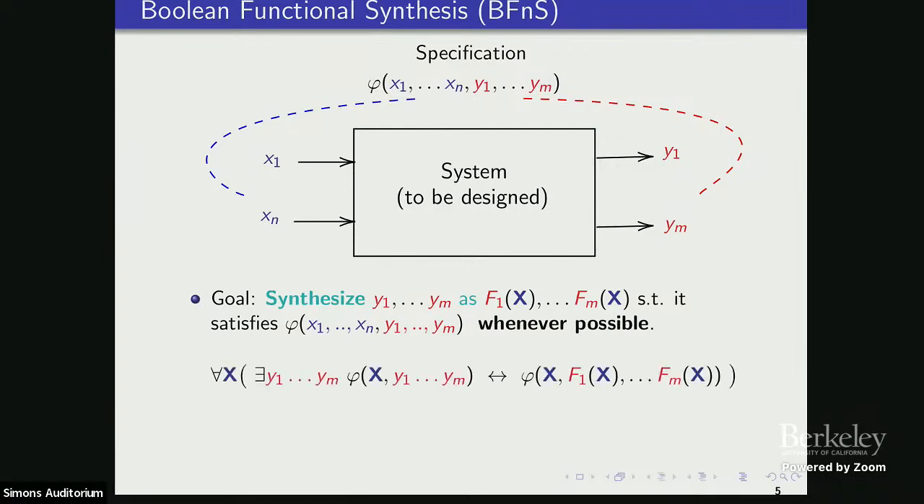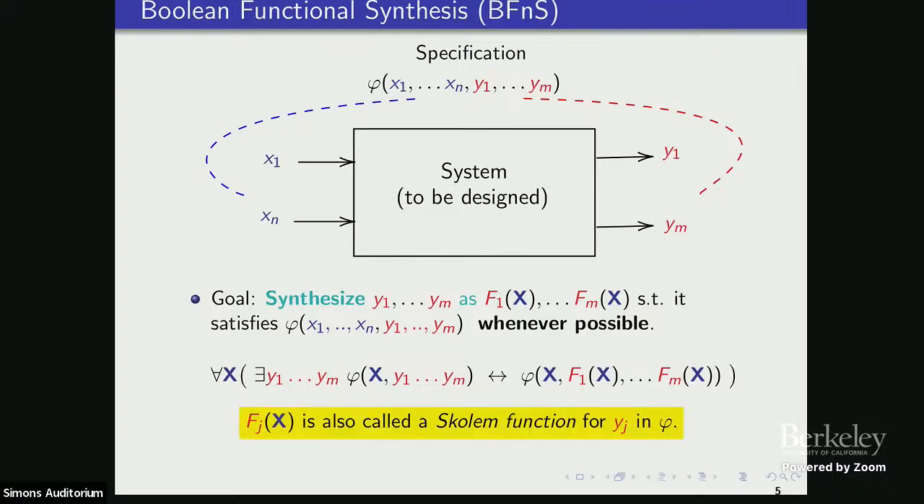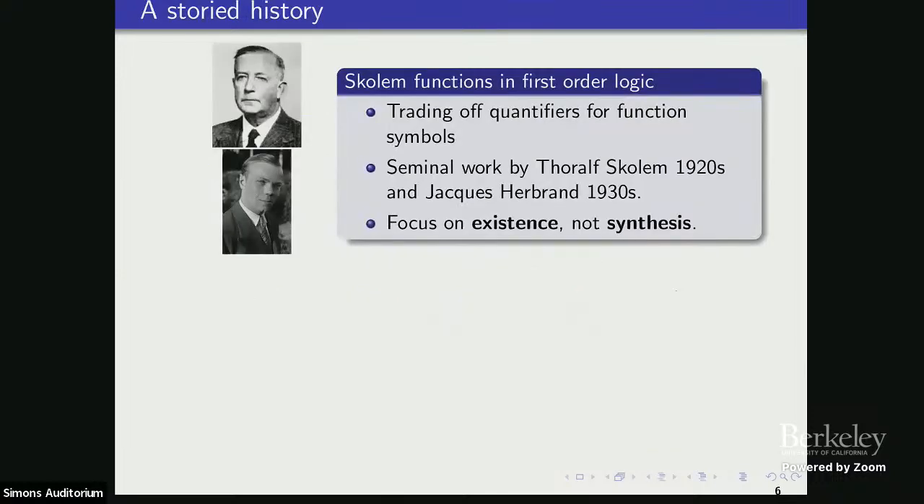And this can be formally written as that for every x, as long as there is a y which satisfies this, I would like the synthesized functions to satisfy this. And of course, if there is no y, then whatever function I put here, both of them will evaluate to false. So such functions are also called Skolem functions in the literature for y in terms of x in the formula phi. And so we're basically doing Boolean Skolem function synthesis here. So this is the problem statement. This is what we want to do. We want to synthesize these Skolem functions.